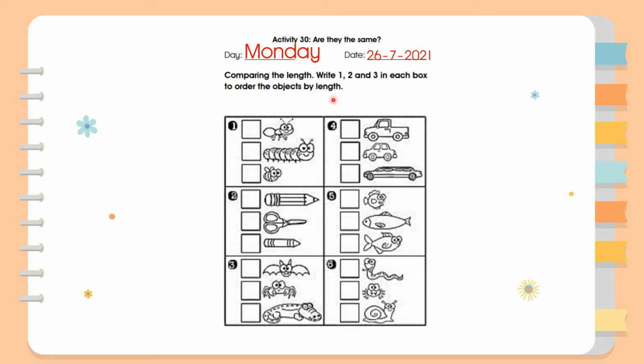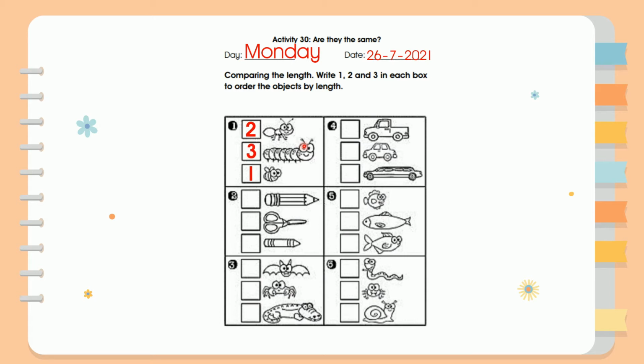So we need to arrange the length from short to long. So you can see the number 1, ant, caterpillar, and the bee. Which one is short? Yes, that is the bee. Please write down 1. So next, ant and caterpillar. Which one is short? Yes, it's the ant. So write down the 2. So which one is the long? That is a caterpillar. So write down the 3.